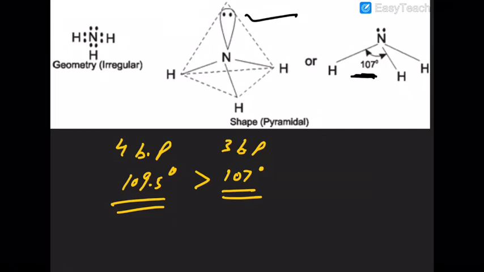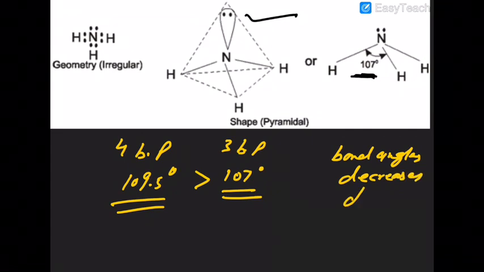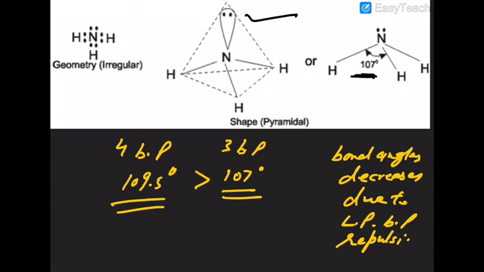So what can you say? Bond angle decreases. Due to what? Due to lone pair-bond pair repulsion. So the lone pair pushes the bond pair. So what can happen? The bond pairs will come close together.